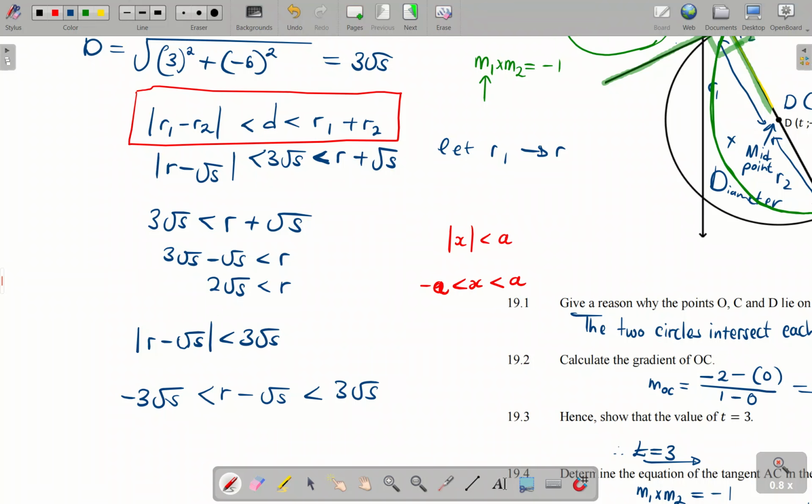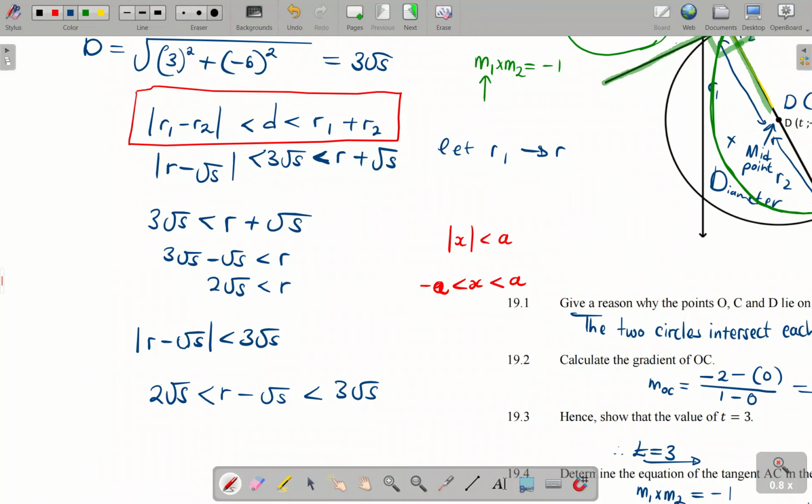Let me approximate this value and see. Negative 3 square root of 5 is approximately negative 6.7, and 2 square root of 5 is approximately 4.47. So this part here is not going to help us, since we already have one possible value of r that says r has to be positive. It has to be greater than 2 square root of 5.